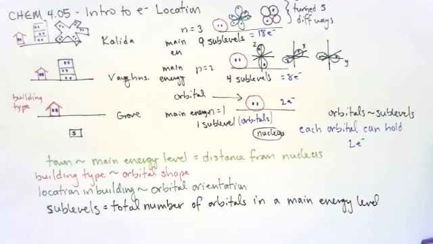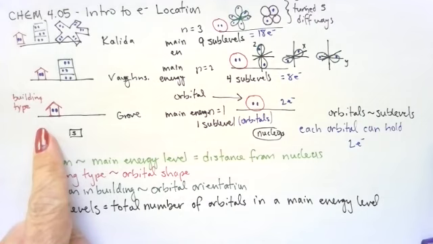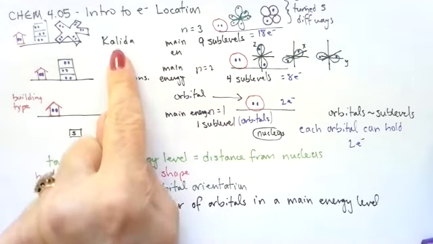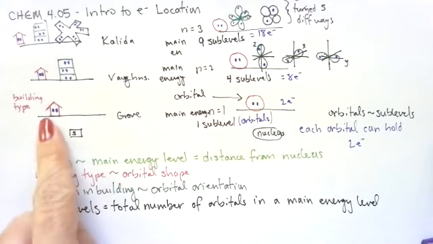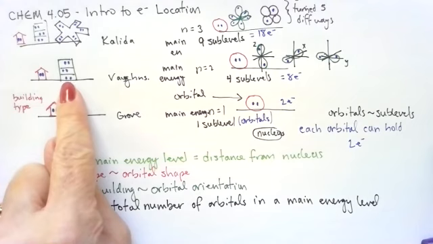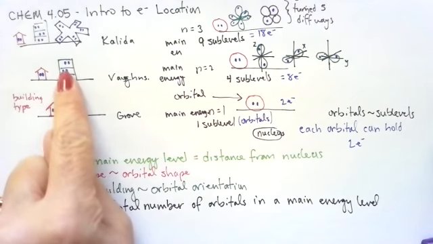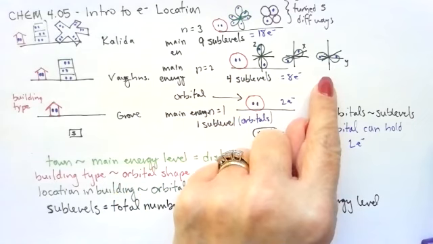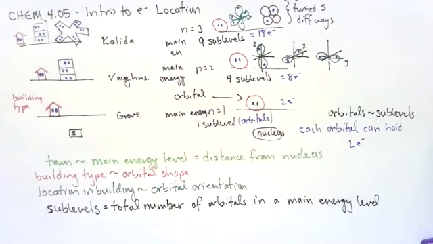Now we're going to talk about each of these in a lot more detail, but I wanted to give you an analogy of what this is like. So we're talking about town as the main energy level, to sum it up. We're talking about building shape that represents orbital shape. We're talking about location in the building to represent orbital orientation. And then there's a 4th number that we'll talk about later.